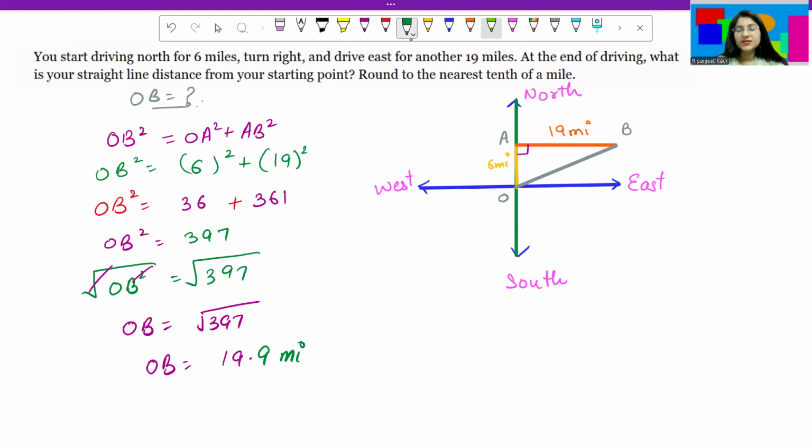Any questions still here? No. These kind of questions become easy when we draw them and then solve them. Okay, let's do this together.